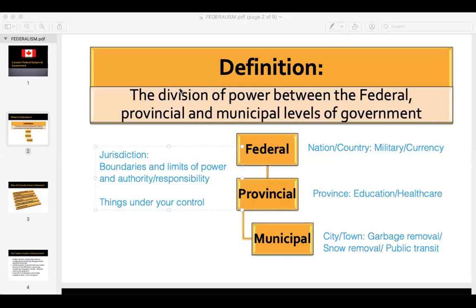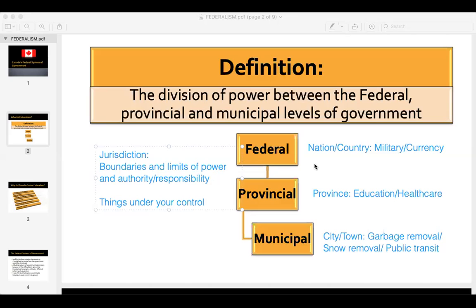So I'm just recording because this is a very brief recap of the PowerPoint that we did last week. We've spent the last few minutes talking about this term here, jurisdiction, which again means things under your control. And these are the levels of government, their areas of control, and then some of the things that are under their jurisdiction. This is all explained in the posted video, Who Does What?